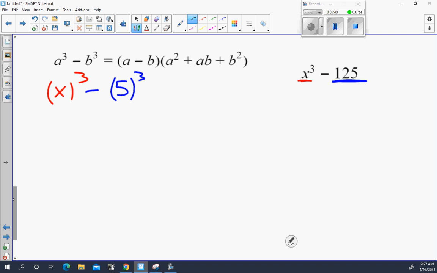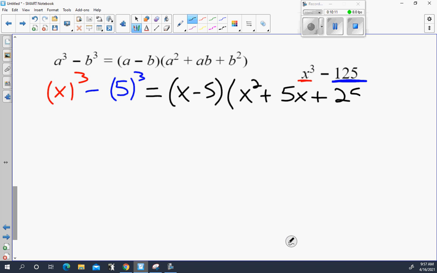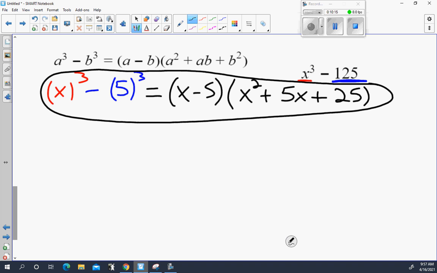So that equals A minus B. Well, that's x minus 5 times A squared. Well, A is x, so it's just x squared plus A times B. Well, what's x times 5? It's 5x. Plus B squared. Well, what's B? It's 5. 5 squared is 25. That one was an easy one. Done.